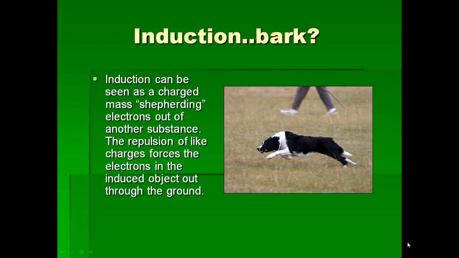Induction can be seen as shepherding electrons. This means we're going to force them out of an object because the electrons in the neutral object don't want to be around the electrons in a negatively charged object. This is due to the repulsion of substances that have the same electric charge. Other electrons really don't want to be around other electrons.